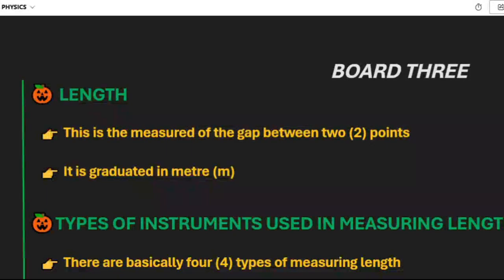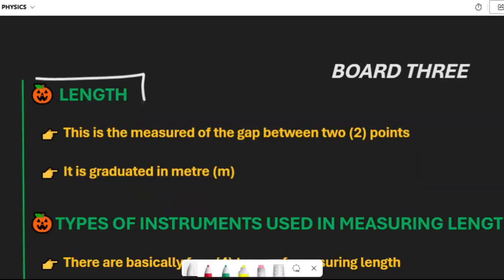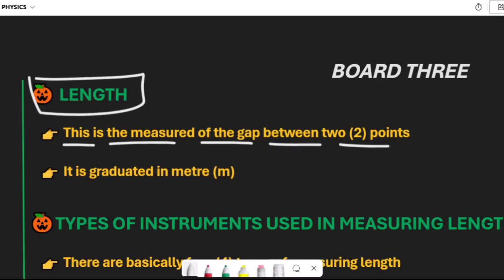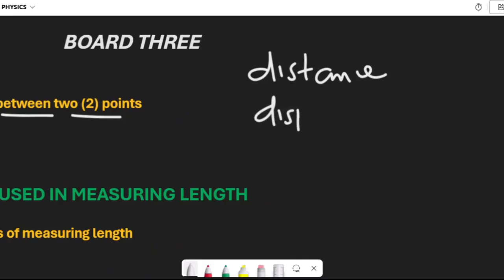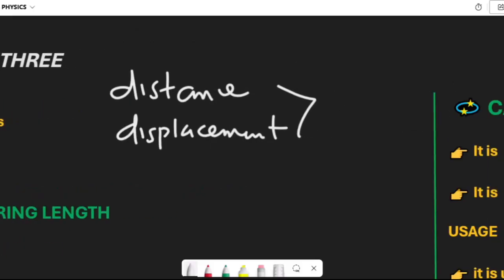Okay, the next kind of instrument we are going to learn is the instrument we use to measure length. Now, firstly, what is length? Length is measured by the gap between two points, and it is graduated in meter. Many times we make use of distance and also displacement to represent length in physics.